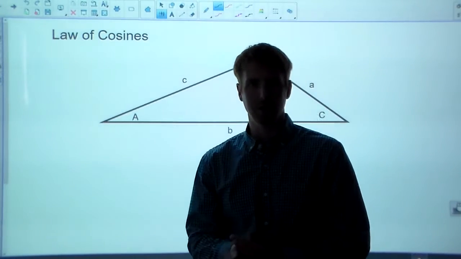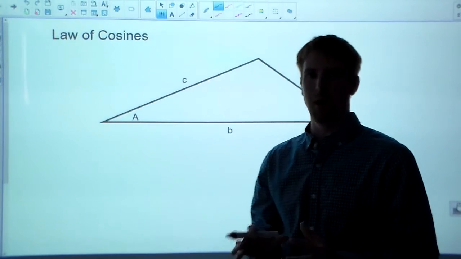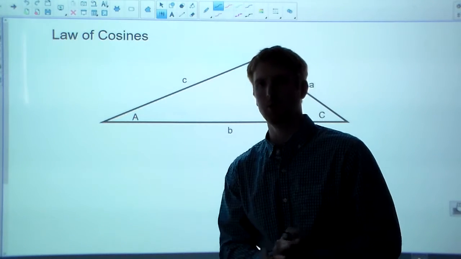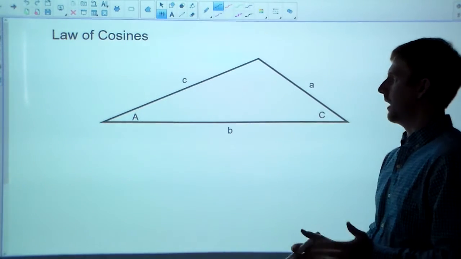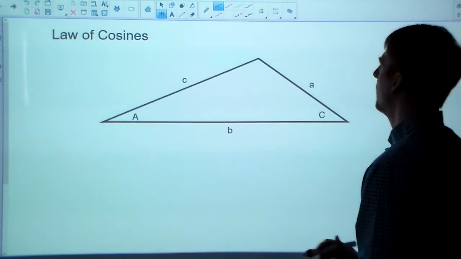Law of cosines hopefully is another review topic for you, but I'm going to go through how you derive it in case you've never seen that part before. And this should get you set up for everything you'll need to do on the homework.